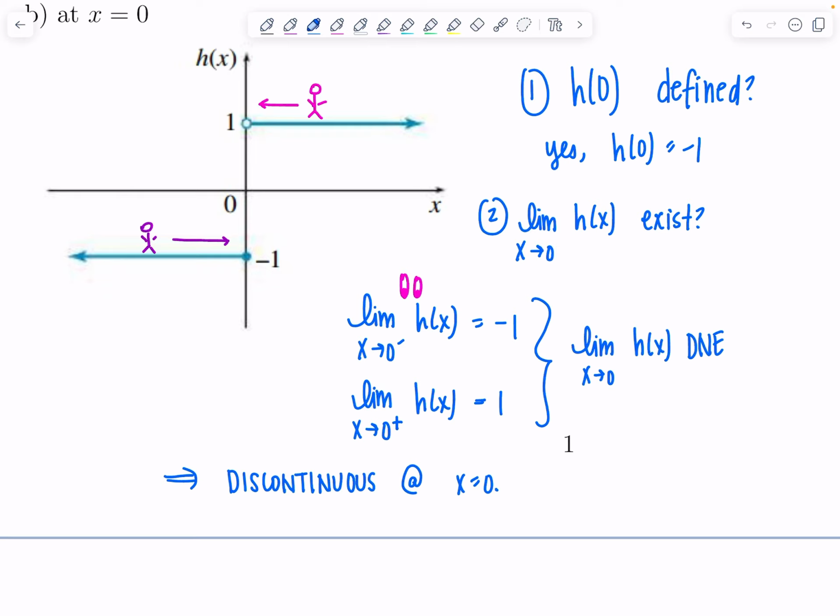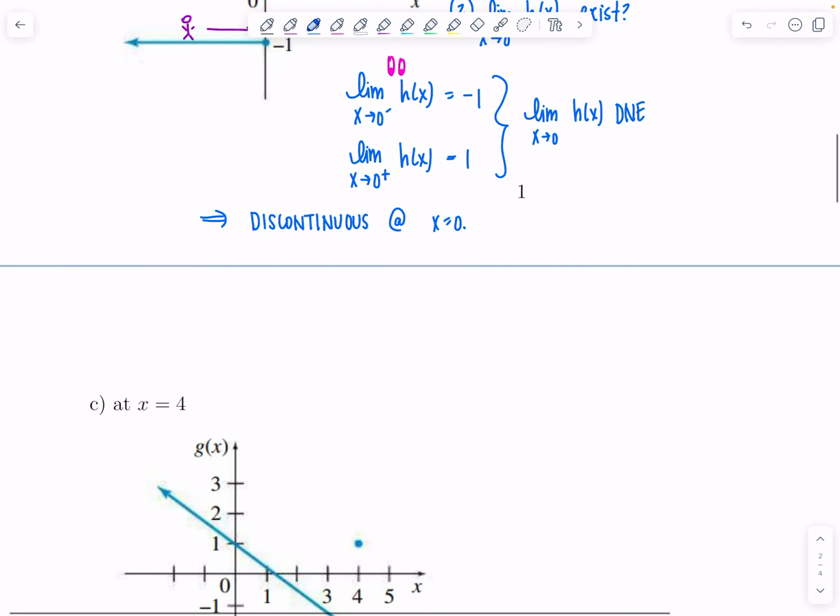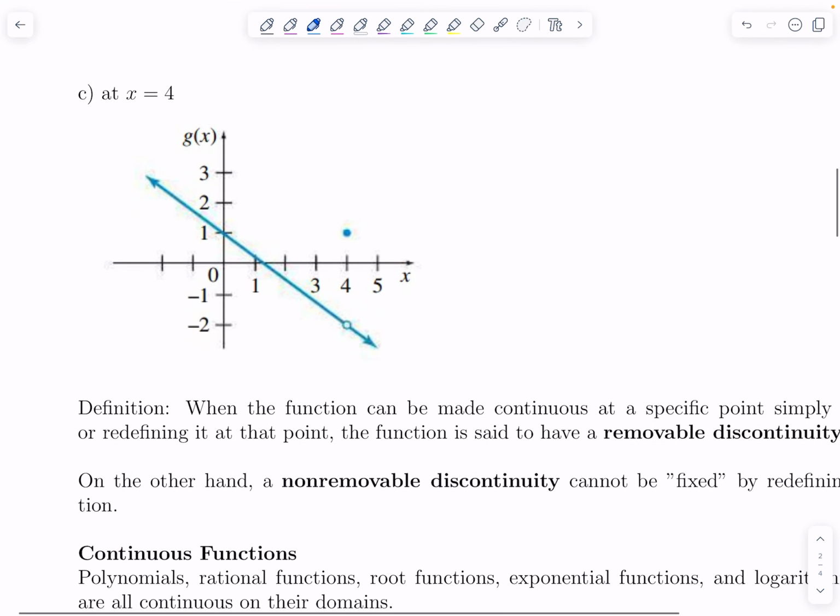All right, very good. Now let's look at one more example. We're investigating what's going on at x equals 4, and this time our function is called g of x. So let's go through our three-part definition. First thing I want to check, is g of 4 defined?